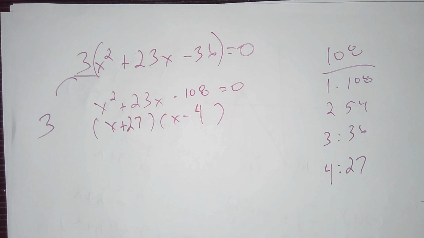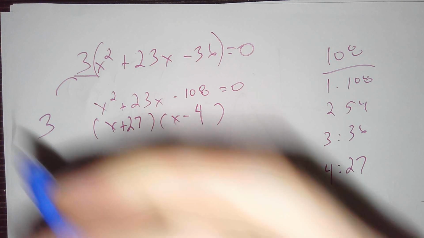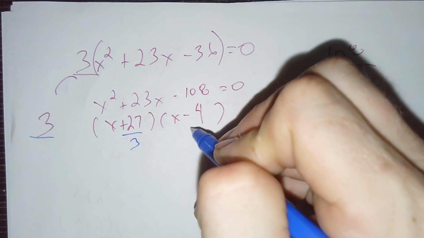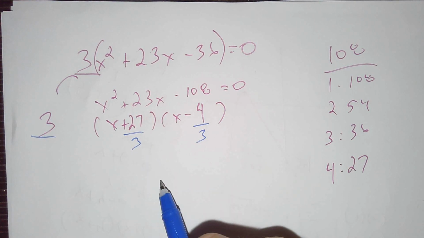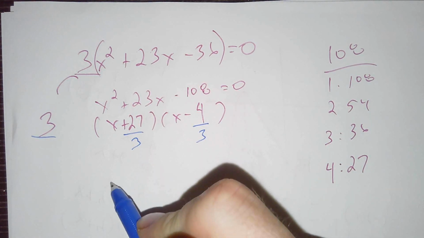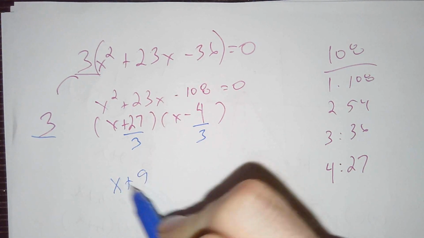Okay, so there is my baseline factored form, but I'm not done yet. I got to take this 3 and divide each of those factors by 3. So this is one of 3 different scenarios. This is the best case scenario, right, where if I divide this by that, I get a whole number. So this is x plus 9.